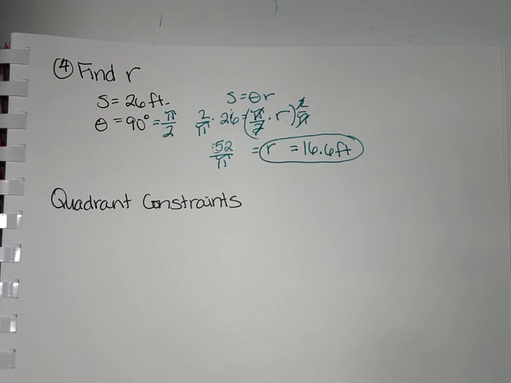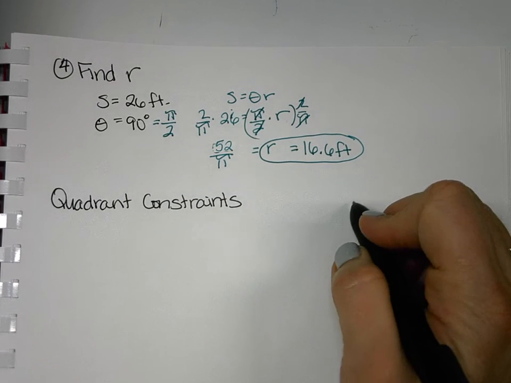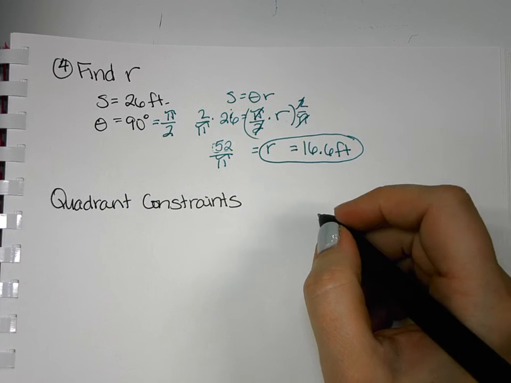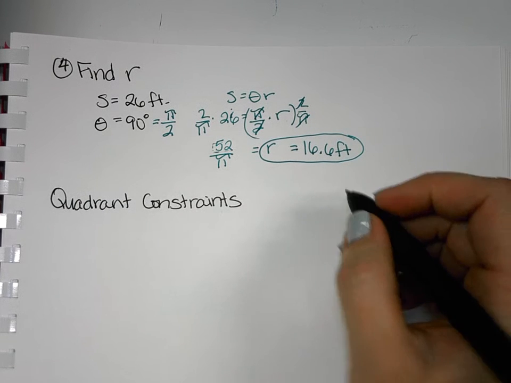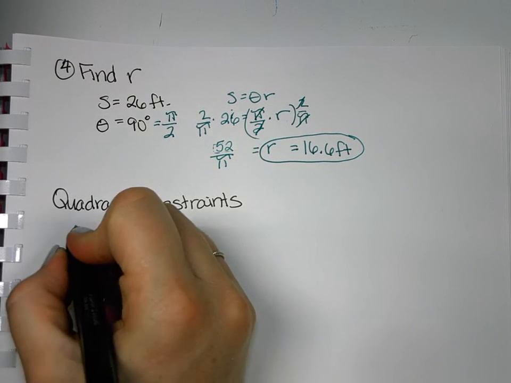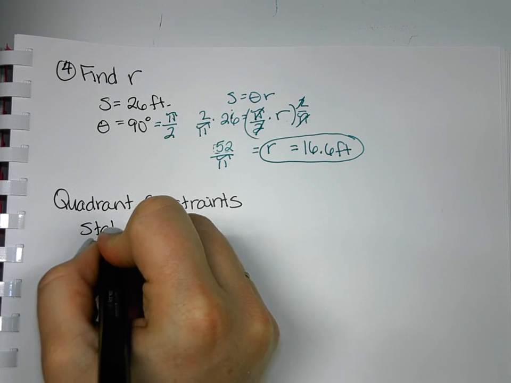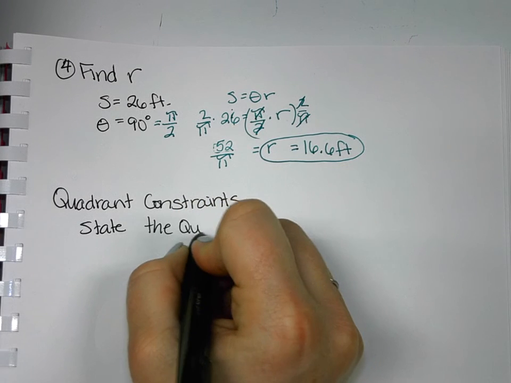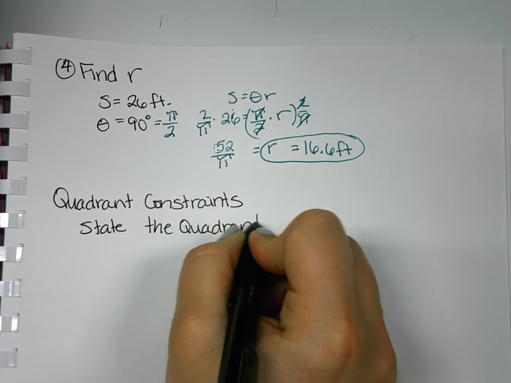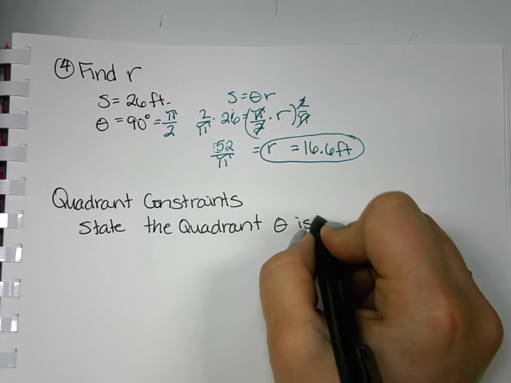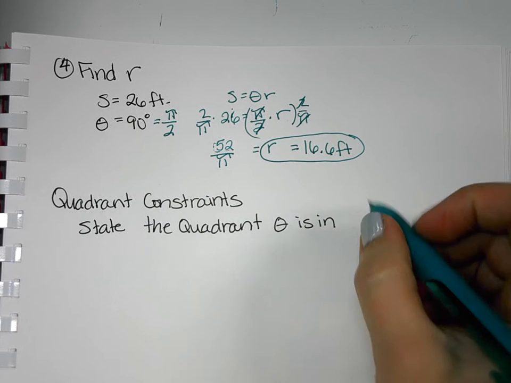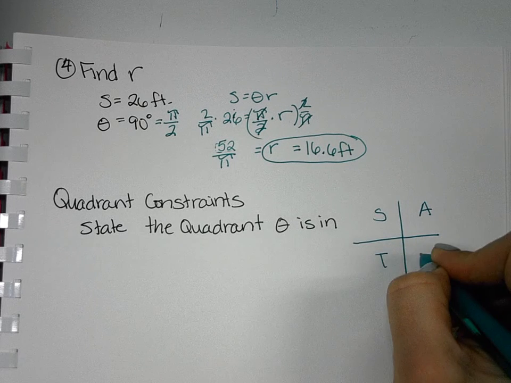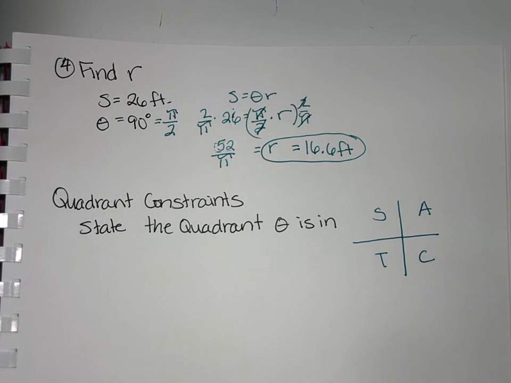So quadrant constraints are when we look at trying to find an angle, or what quadrant an angle might be in given certain information. So one of the things you're going to be asked to do, or at least use as part of your process, is state the quadrant theta is in. And when we look at these problems, we need to consider our All Students Take Calculus. So consider where things are positive and negative.